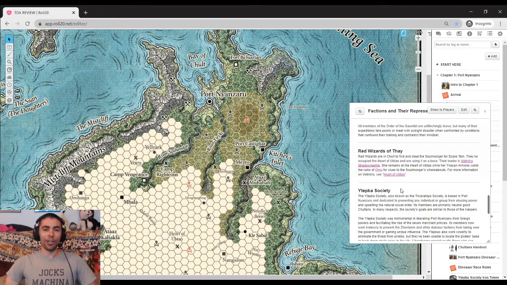The Red Wizards of Thay. These guys are a huge potential thorn in your players' sides as they are totally evil and they want the Soulmonger. But the thing is, they don't want to destroy the Soulmonger. They want to study it. They want to use it. So if your players express their intention of wanting to destroy the Soulmonger and save the world and all that, the Red Wizards are probably going to be very antagonistic toward them.